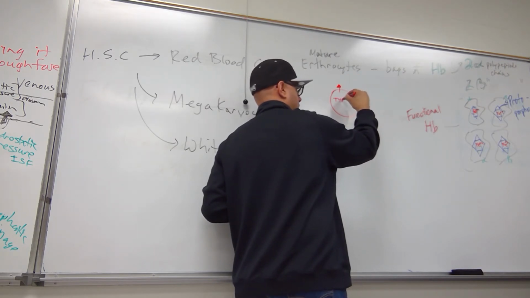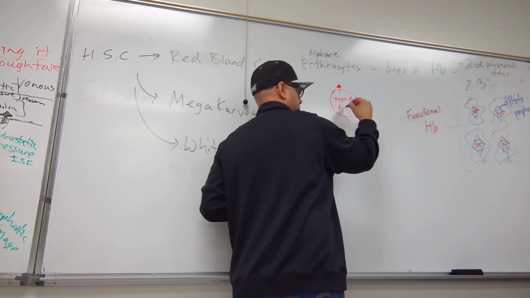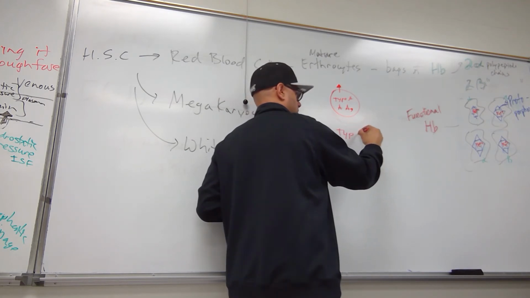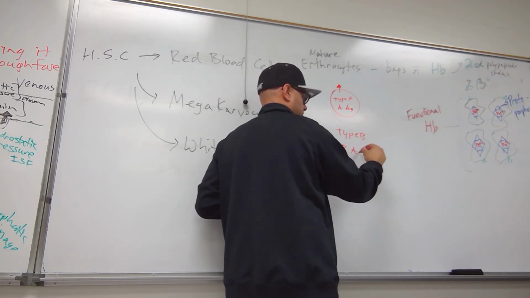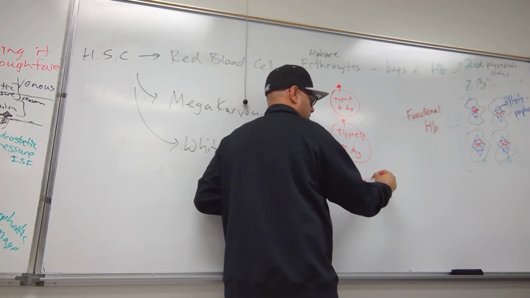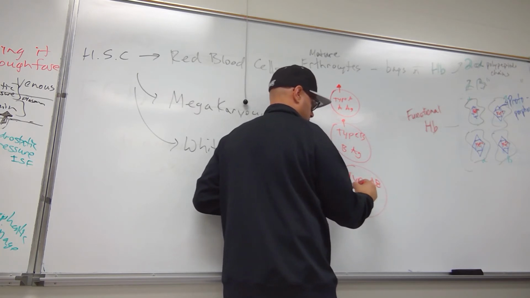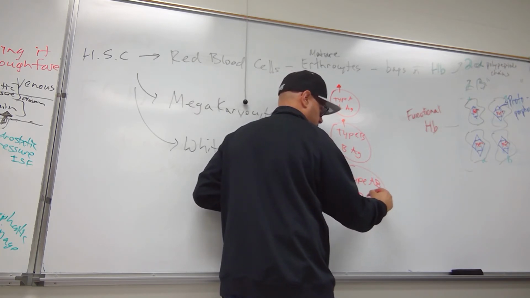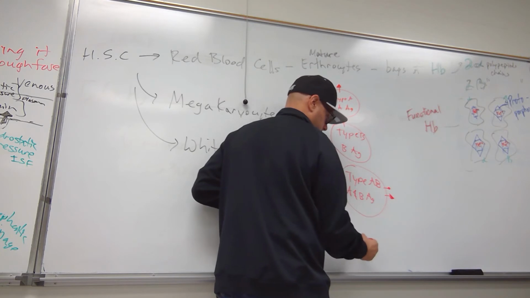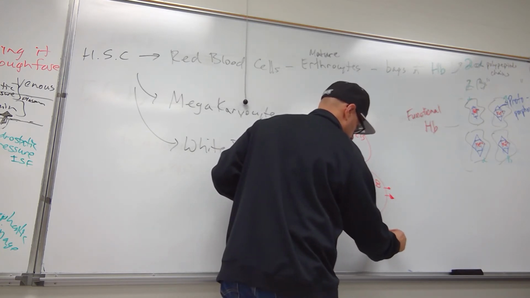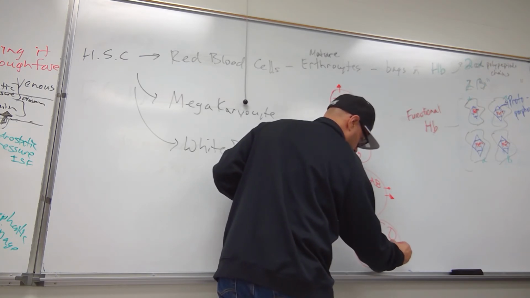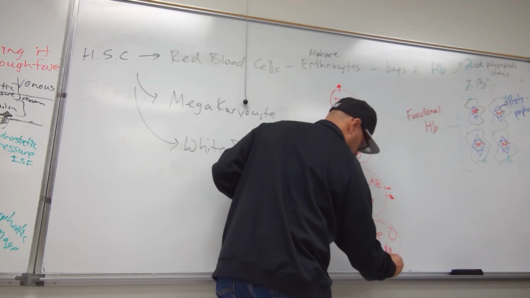So type A has A antigen. Type B has B antigen. Different from A. So I'll draw a circle. And type AB would be what, guys? Both. A and B antigens on the surface. So that's this guy. And if I'm type O? None. Now watch. No A and B. Okay.